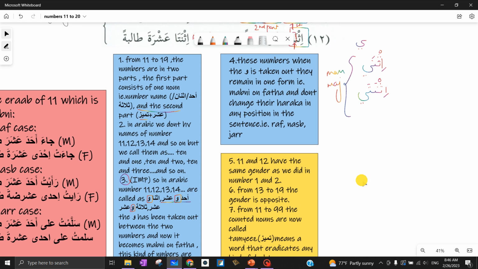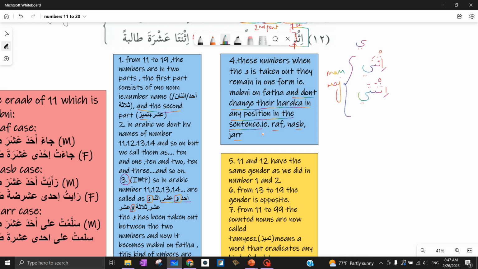So the fourth point is that when the waw is taken out of these numbers, they remain in one form. That means they become mabni on fatha and they don't change their harakas. Please make this point very important. They don't change their harakas in any position in the sentence. That means if the position changes to raf, nasb or jar, it won't take any haraka like kasra or fatha. It will remain mabni on fatha always.